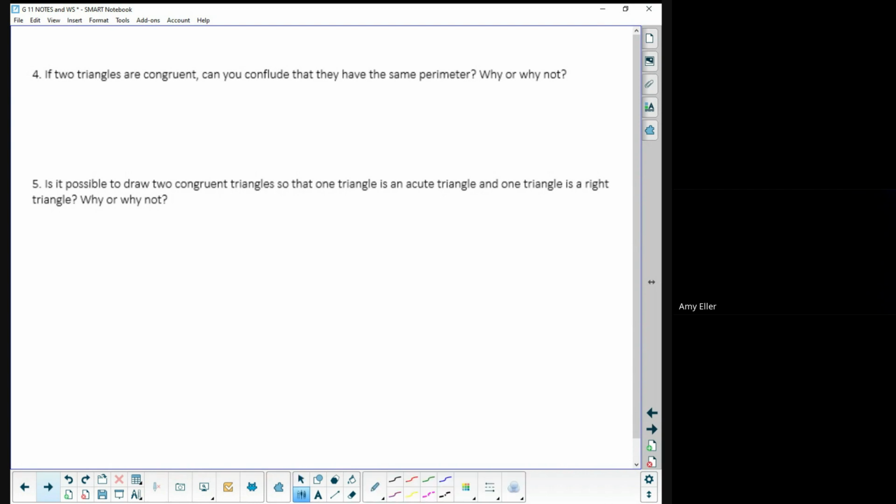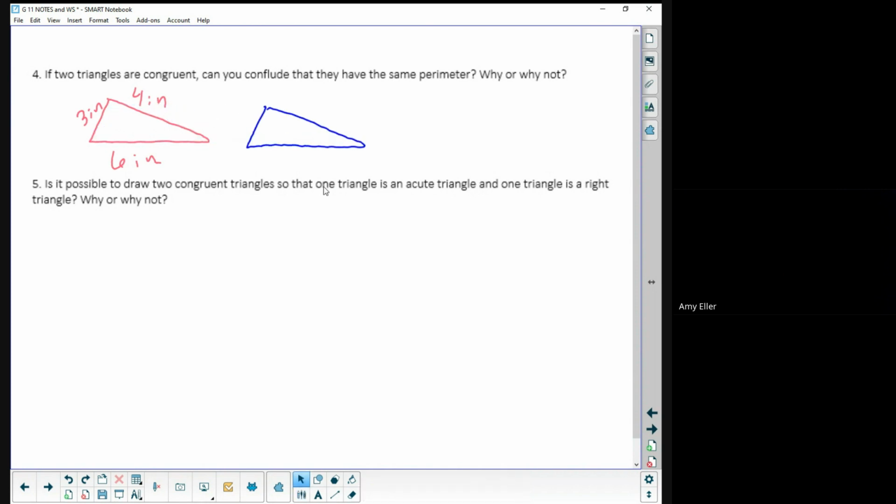Here's a picture that might help you. Let's say I'm dealing with this triangle. If I have another triangle that is congruent to that, congruent means exactly the same size and shape. So if this triangle is congruent, all the sides have to be the same. So this is also 3 and 4 and 6. How do I find the perimeter of this one? I add 3 plus 4 plus 6, which is 13.